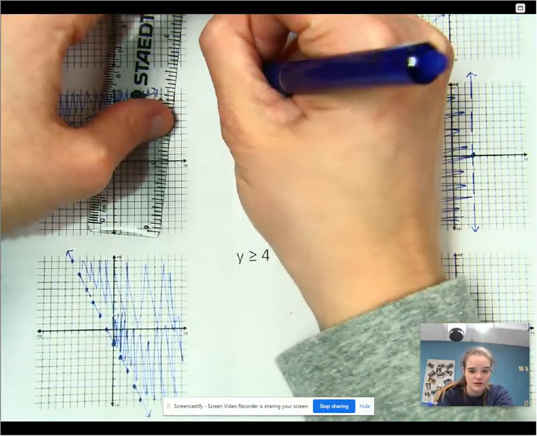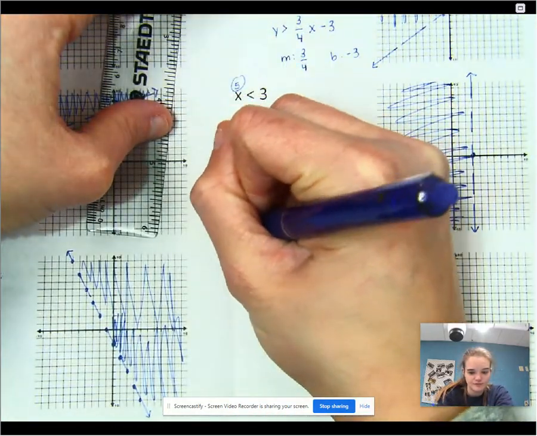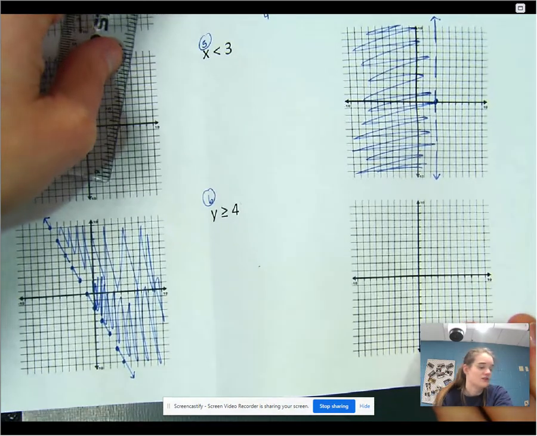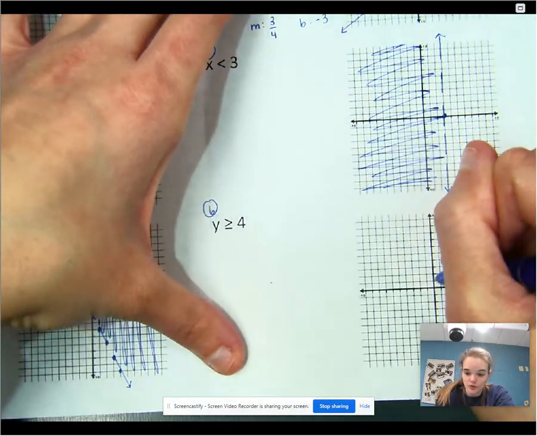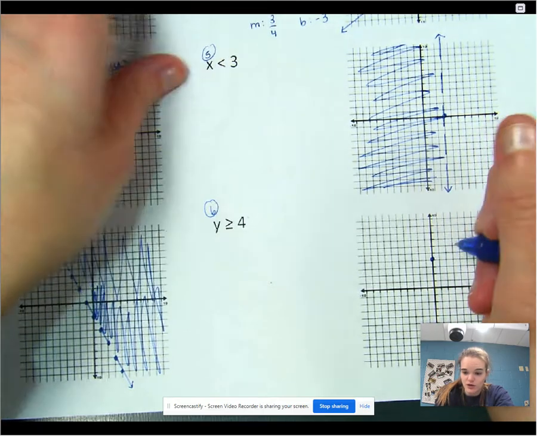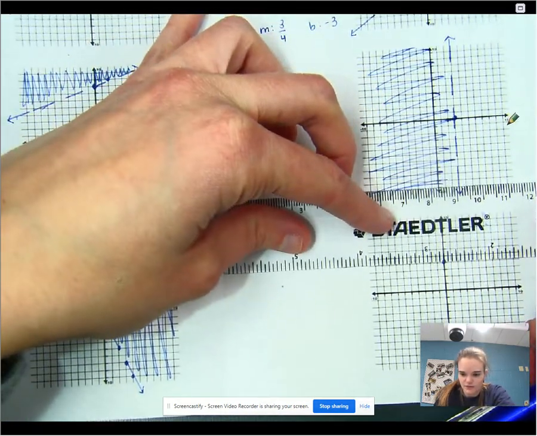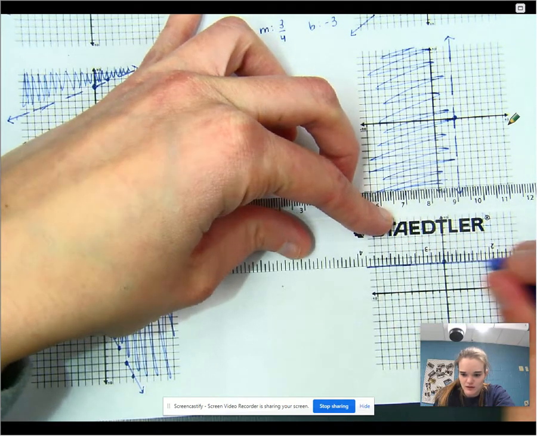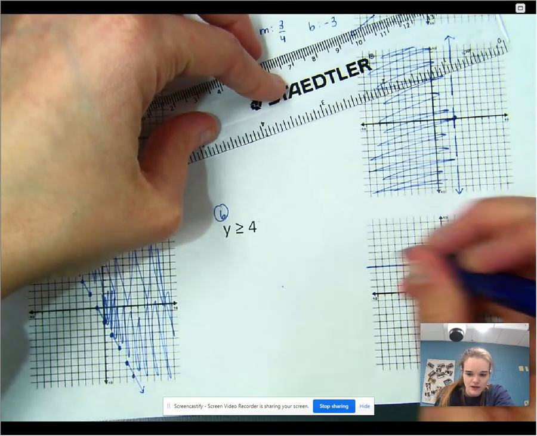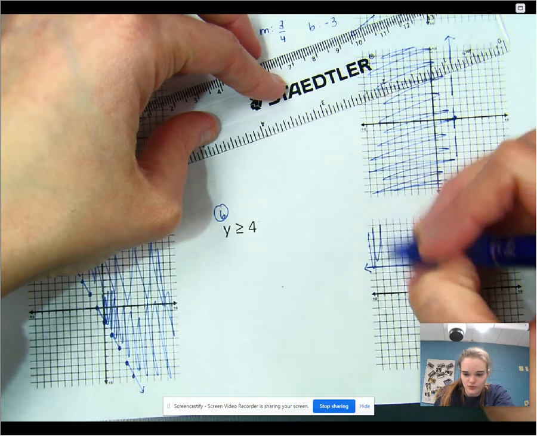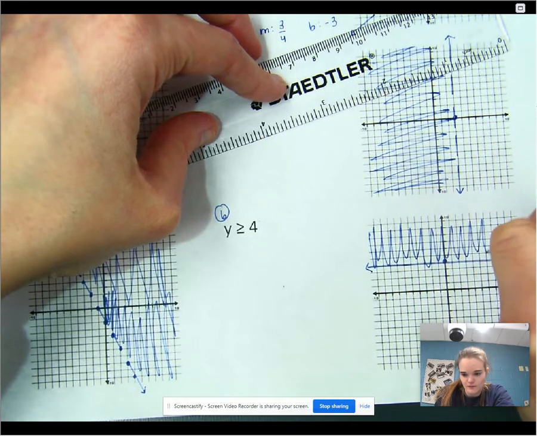This is number 5, number 6. This is just a y, so you put a point on 4: 1, 2, 3, 4, and you draw a horizontal line. It is solid because it's got a line under it. And it is greater than or equal to, so you have to shade above.